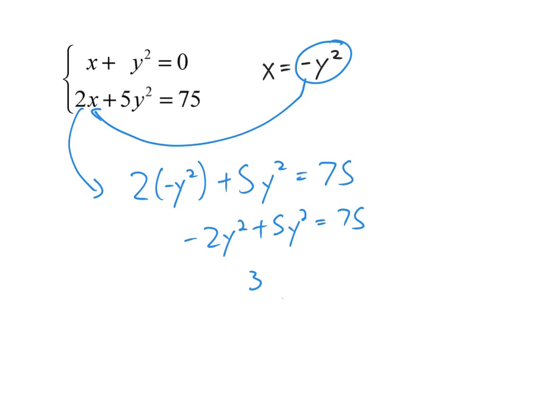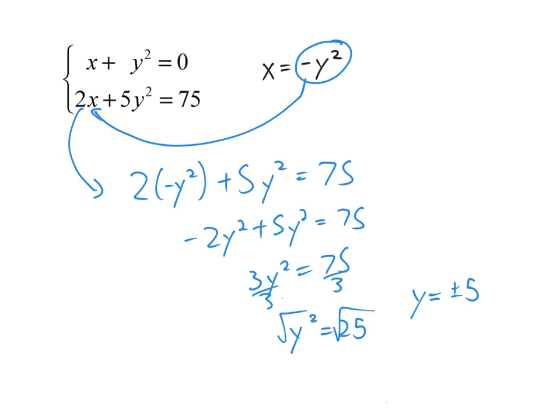So I get 3y squared, if I combine like terms, equals 75. Divide by 3 on both sides, and I get y squared equals 25. Square root, and anytime I square root, I need to make sure I do plus or minus. So it gets plus or minus square root of 25, which is going to be plus or minus 5.